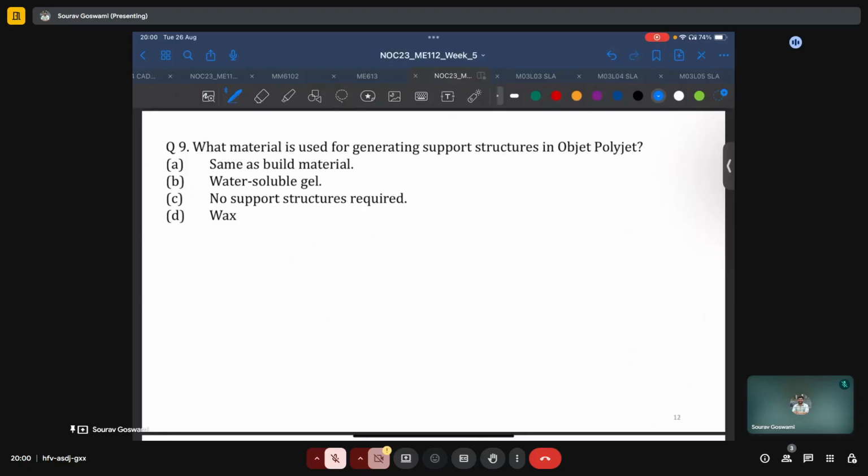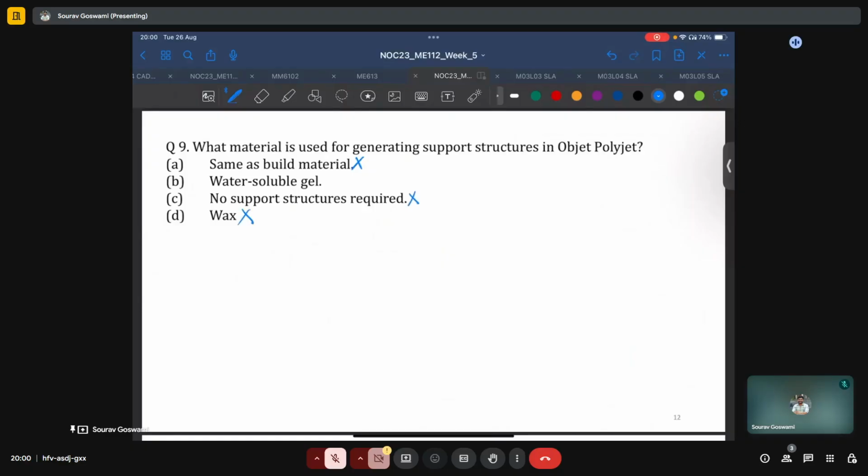Is it a water soluble gel? Are no support structures required, or is wax used? It is not the same as the build material because then it would be difficult to remove. It is not wax because wax was used in a different process. It was used for solid ground curing.